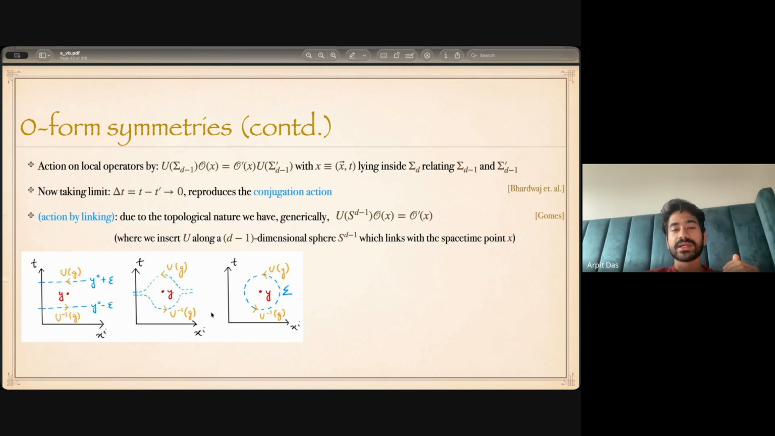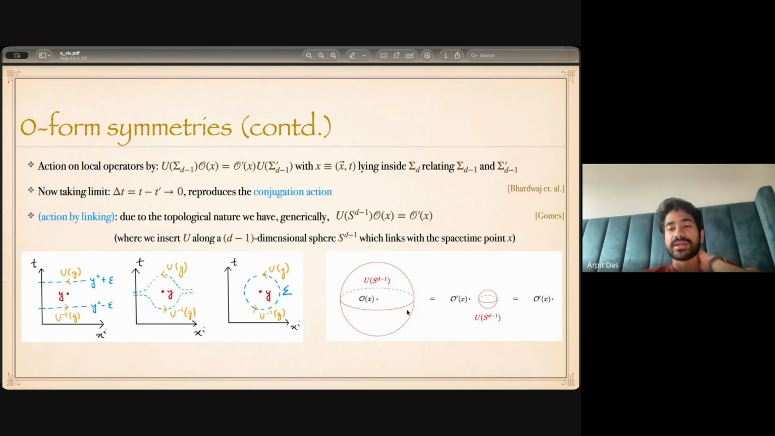Now I can further deform this and get rid of these tails, and because they are U and U inverse, they nicely cancel off. So what I end up with is a nice circle, or a sphere if you like, defined on a d minus 1 manifold. So you have U on a d minus 1 sphere acting on the operator O, and that gives you O prime. This whole conjugation action can be reduced to a unitary defined on a sphere that wraps this local operator. You can topologically deform that sphere, and as you hit the local operator, you pick up O prime, and then you can trivially vanish away the remaining part of the sphere.